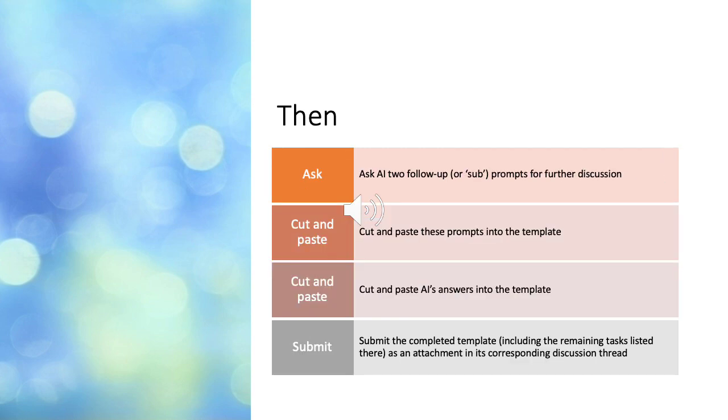Next, you should ask AI 2 follow-up or sub-prompts of your original prompt for further discussion. Cut and paste these prompts into your template. Cut and paste AI's answers to the template. Finally, submit the completed template, including the remaining tasks that are listed there, as an attachment in its corresponding discussion thread.